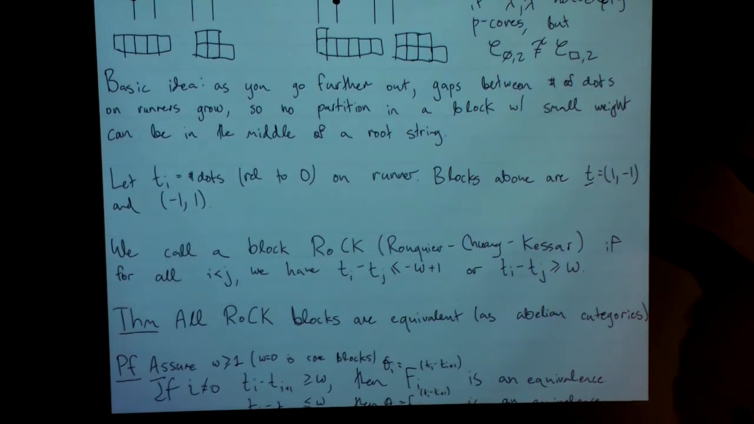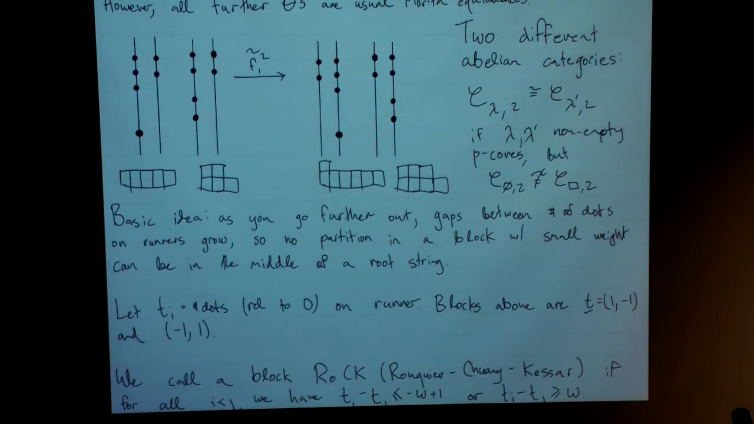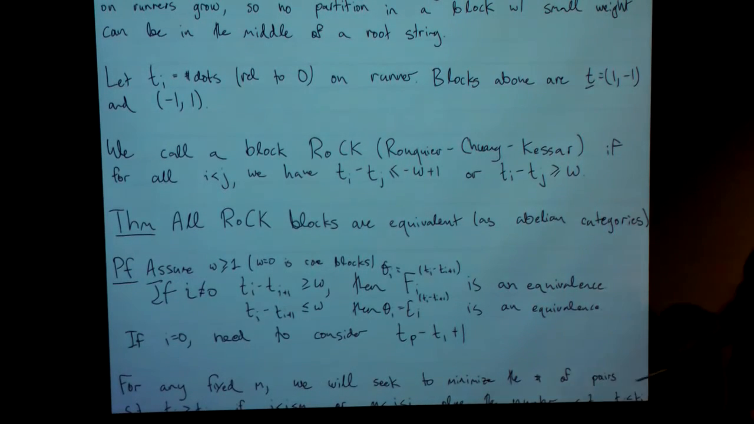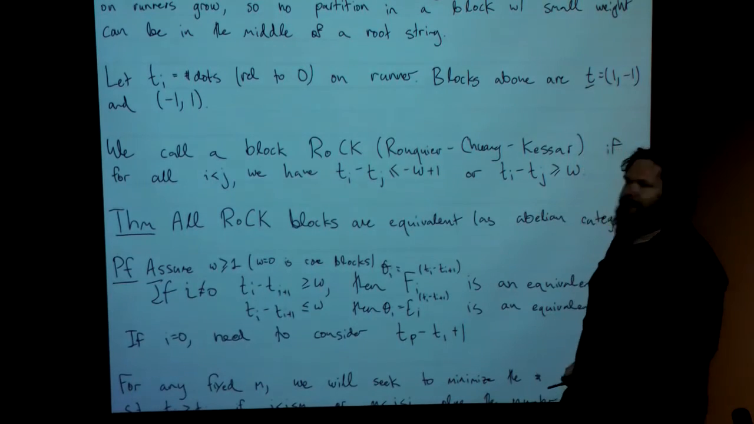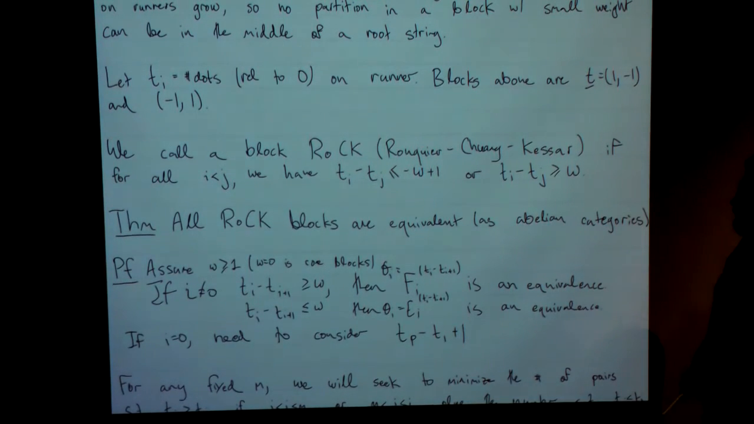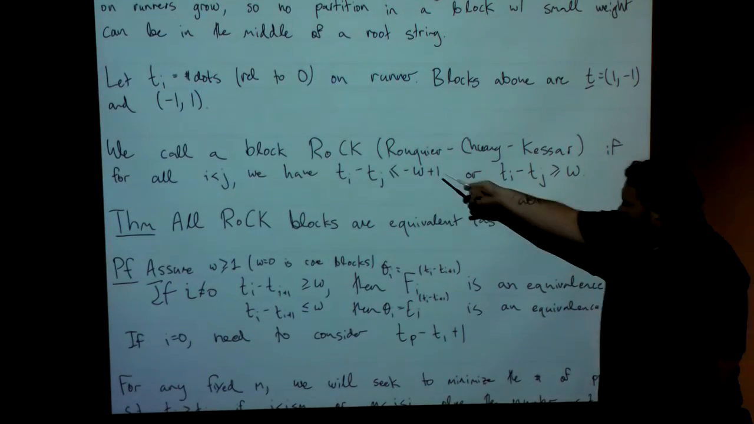Let me just say there's a bunch of stuff in the notes that I'm now going to run past extremely quickly. So what this tells us is, it's not like we're getting different abelian categories for every p-core. Actually, lots of p-cores have equivalent categories. And there's a biggest class of them, which is called the RoCK class. This is basically just saying that there's a very big gap between the number of beads on each runner. If I look at any pair of runners, there's a big gap between the numbers, and for some subtle reason, I need the difference to be w sometimes and w minus 1 sometimes.